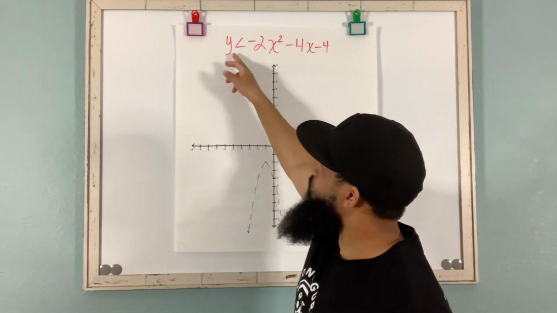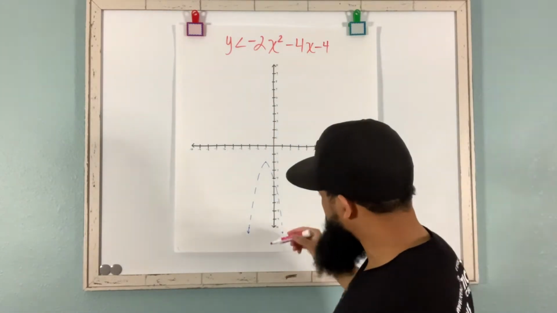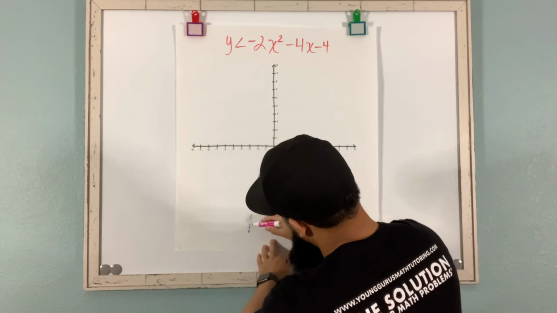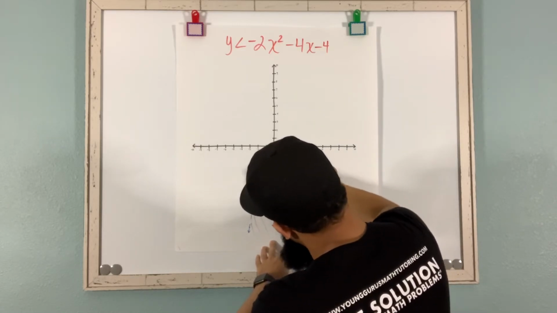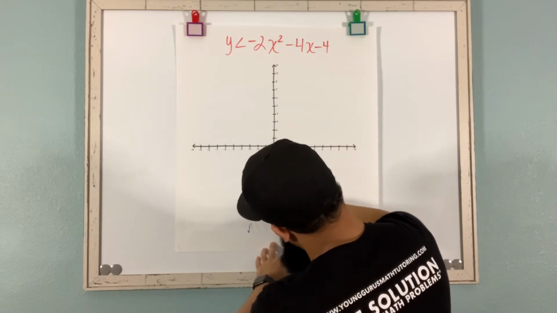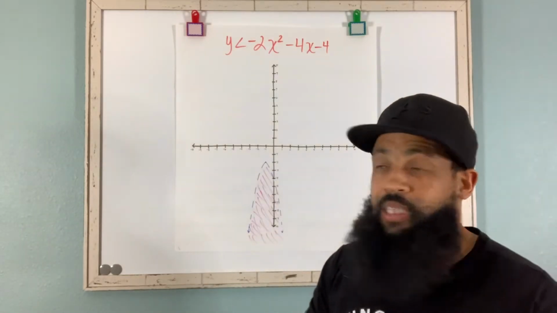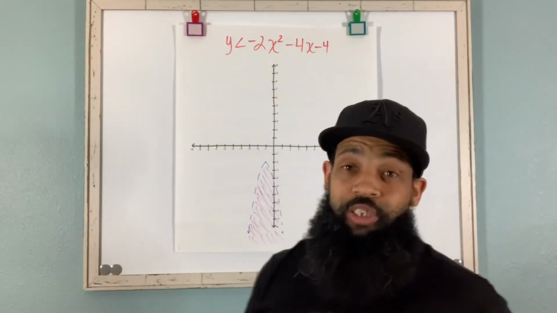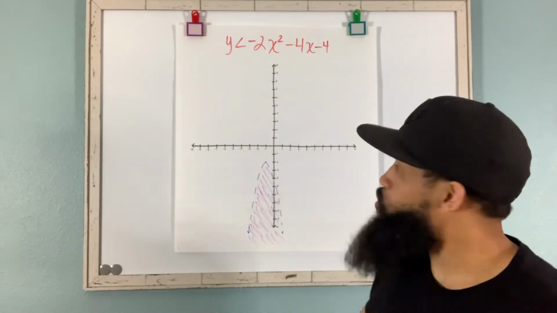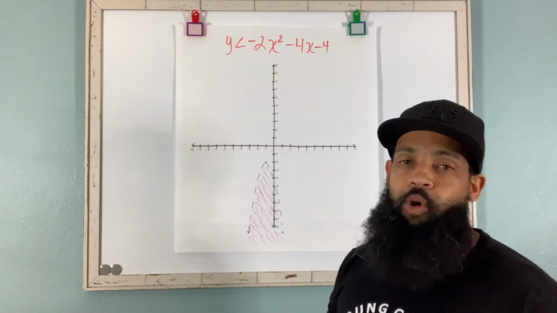Now, because our solution is less than, we want to shade below the parabola. So we're actually going to shade inside here. So basically anywhere in this area under that parabola will satisfy that inequality. All right. So once again, less than, that means we have a broken parabola and we're going to shade under the inequality. You would graph this as if you would graph the regular quadratic equation.